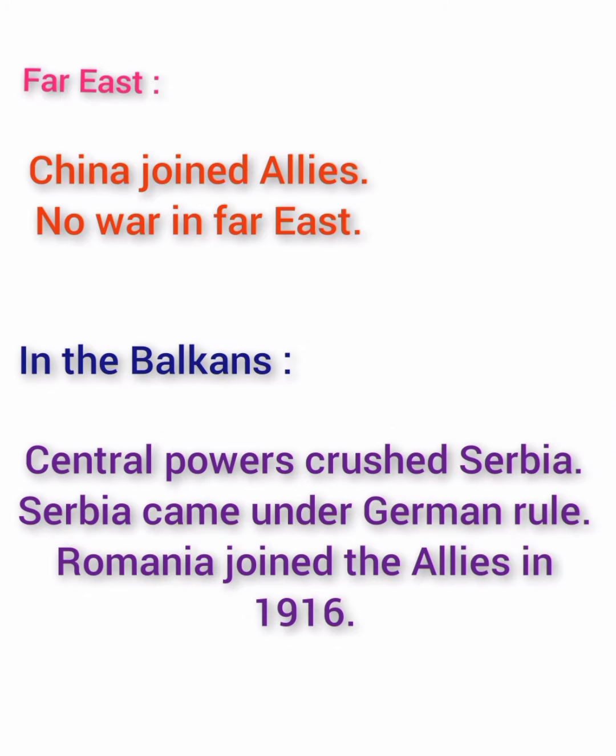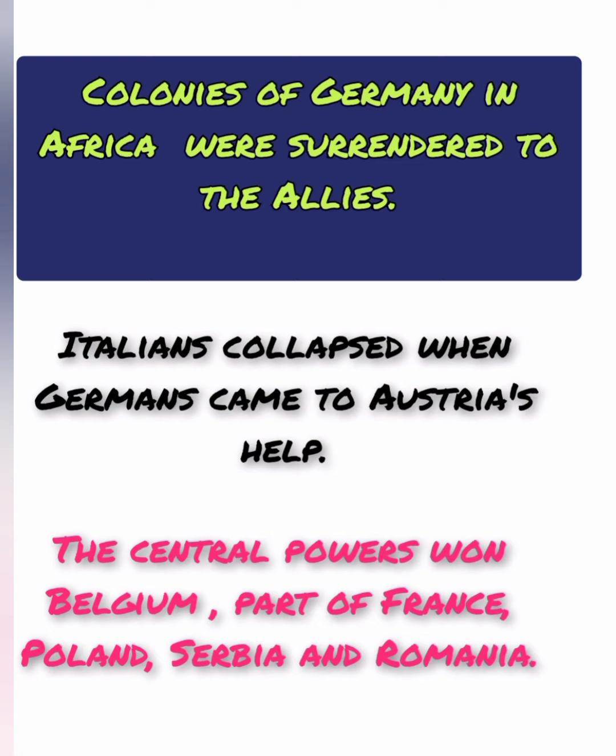In the Far East, China joined the Allies. There was no war in the Far East. Japan made use of the occasion to threaten China into ceding valuable concessions and privileges. In the Balkans, Central Powers crushed Serbia. Serbia came under German rule. Romania joined the Allies in 1916.